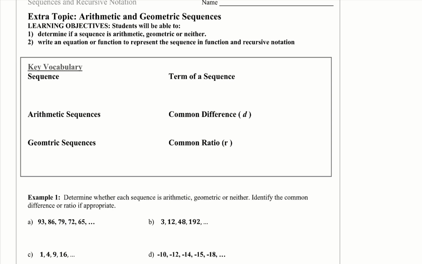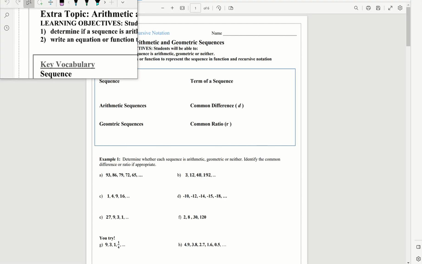Okay guys, this is Dr. Kell and I am recording a video here for you guys to learn about recursive notation. Hold on, I need to get this thing set up properly.